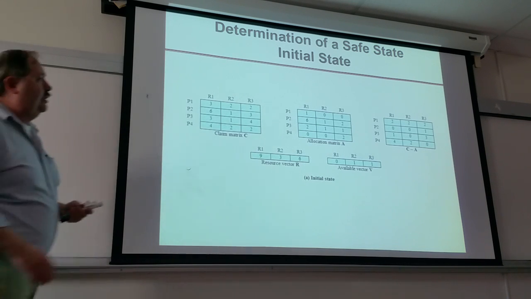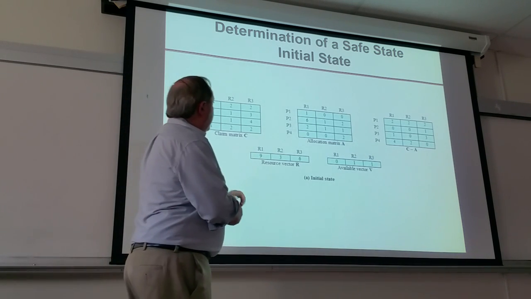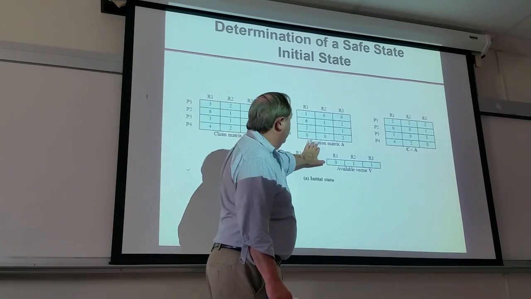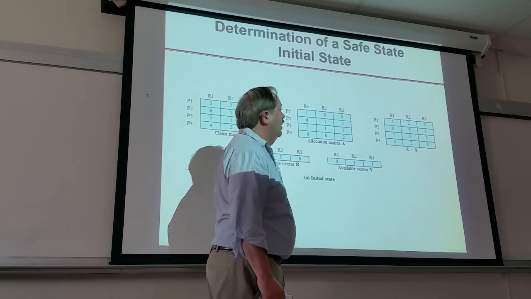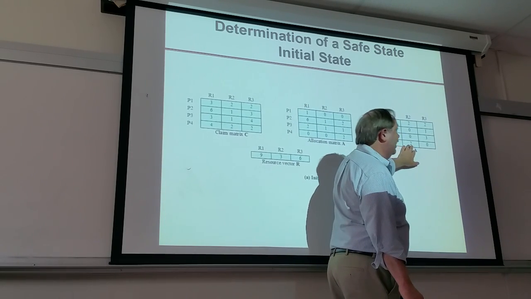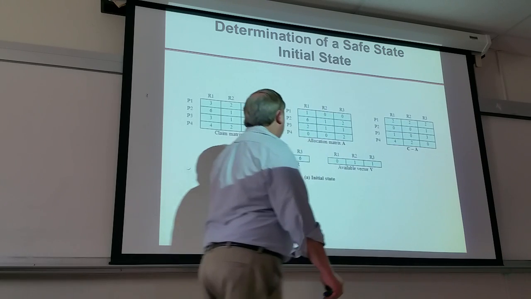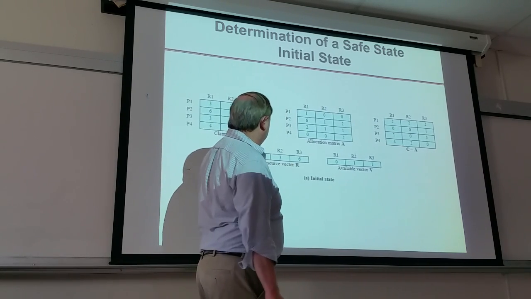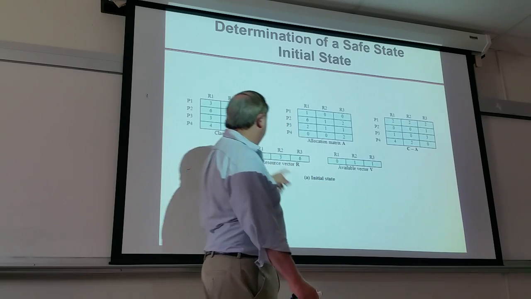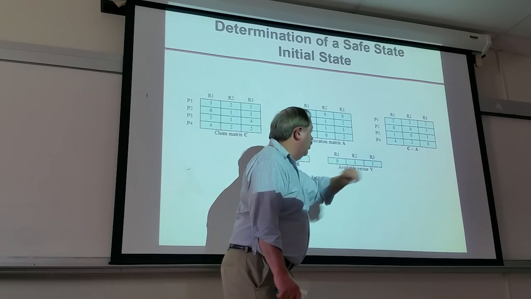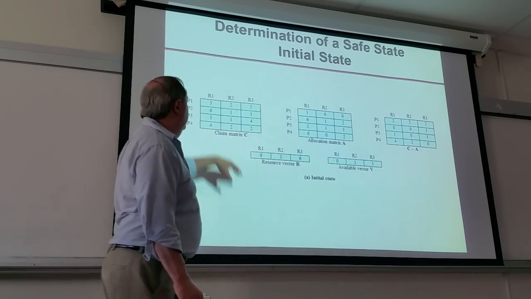So, a little slightly different. I have my claim matrix. I have my current allocation matrix. And then I have my claim minus allocation matrix over here. And similar to before, I have a resource vector. This is how many of each of these types of resources I have in here. Working with larger numbers now. And I have how many are currently available in the system.